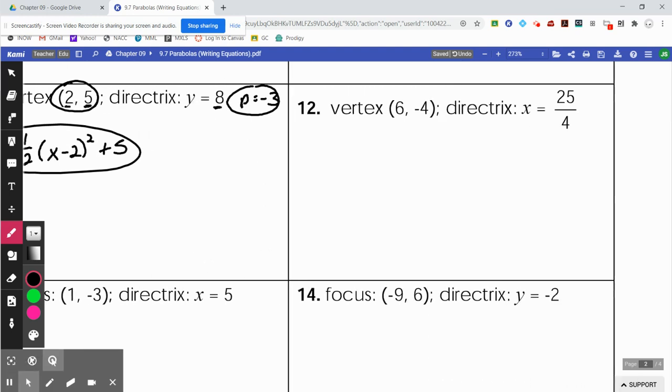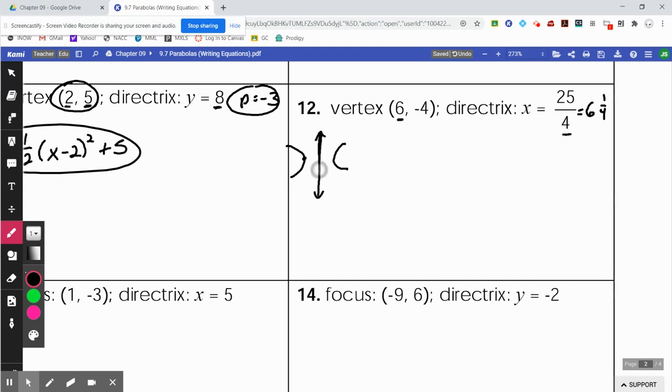Number 11. You have an x equals directrix. An x equals directrix is going to be a vertical directrix, so therefore my parabola is either going to cup to the left or to the right. Your vertex, let's look at our x values for our vertex and the x value here. This is equal to 6 1/4, if you change it to a decimal or to a fraction here. So my vertex is located at 6. My directrix is at 6 1/4. So that would be this case.